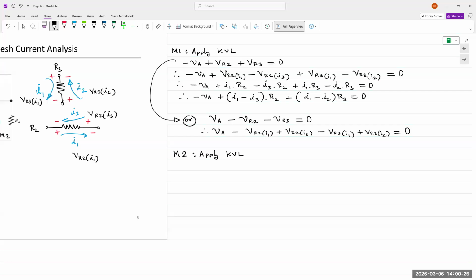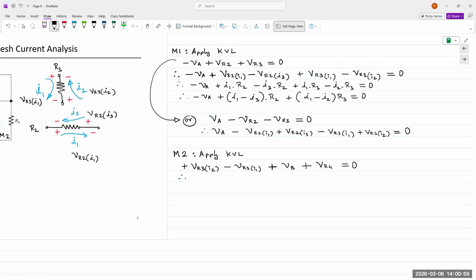Okay, so for mesh 2, I'm directly going to write the shared mesh. So I have VR3 due to I2 minus VR3 due to I1 plus VB and plus VR4. R4 is not in a shared branch, so it only has one voltage drop, does not really matter.